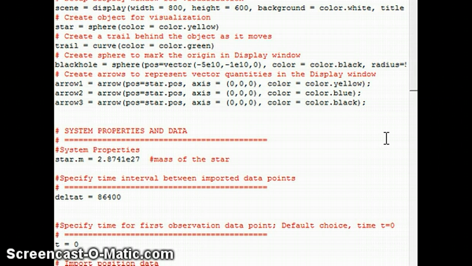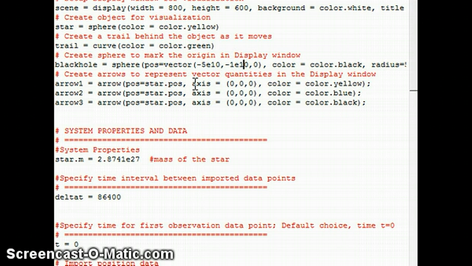These include the mass of the star, which can be found here as 2.8741 times 10 to the 27th. Also, the time interval, which was 1 day, and it was converted to seconds, which ended up being 86,400 seconds, as well as the initial position of the black hole, which was used as the origin position, which is found right here.